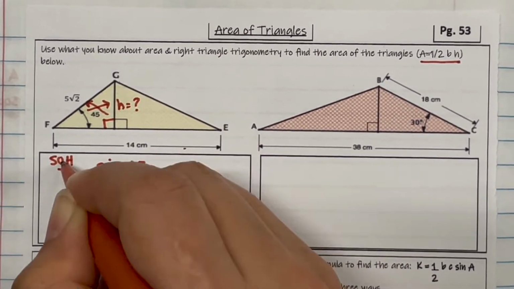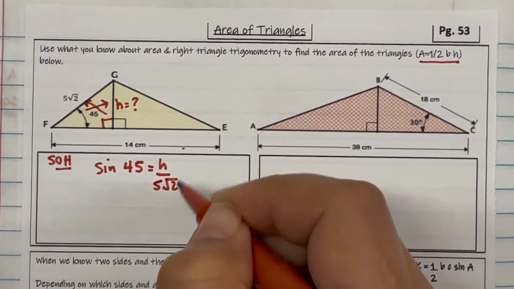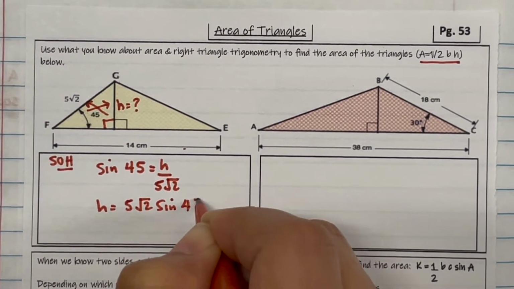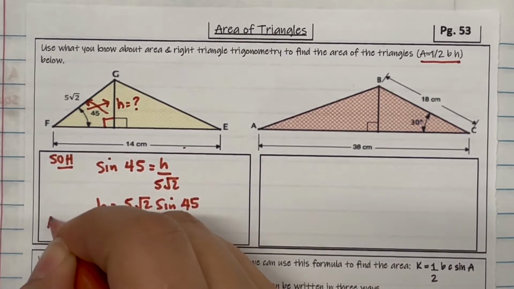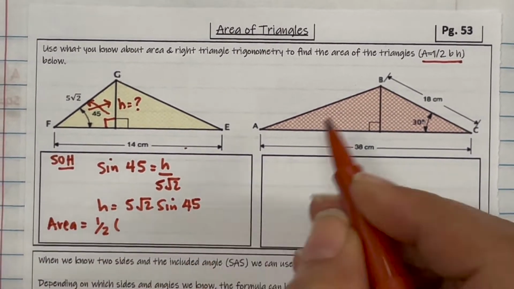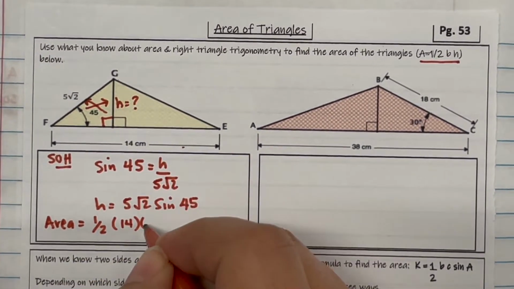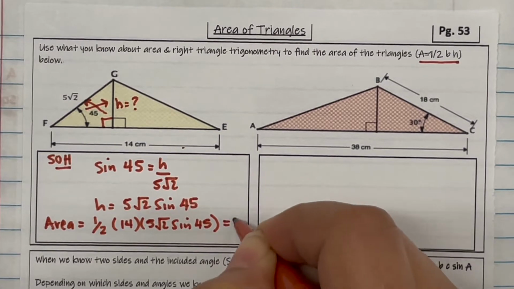Sine of the angle, 45, equals opposite, which is h, over hypotenuse, which is 5 radical 2. Multiply both sides by 5 radical 2. You're going to get h equals 5 radical 2 sine of 45. Put that straight in the calculator, you'll get an answer, right? But we're going to write down the area, which is a half times the base, which is 14 in this case, times the height, which is this whole thing. And we're going to put that all in the calculator, and we're going to get 35.